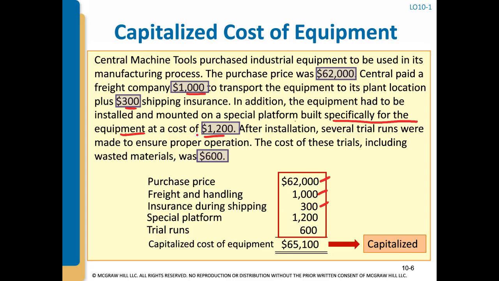And then after installation, several trial runs were made to ensure proper operation, and the cost of these trials, including wasted materials, was $600. So all these costs are incurred in order to get the equipment ready for its intended use and in the proper location. So in this situation, even though the purchase price of the equipment is $62,000, we're going to capitalize $65,100.